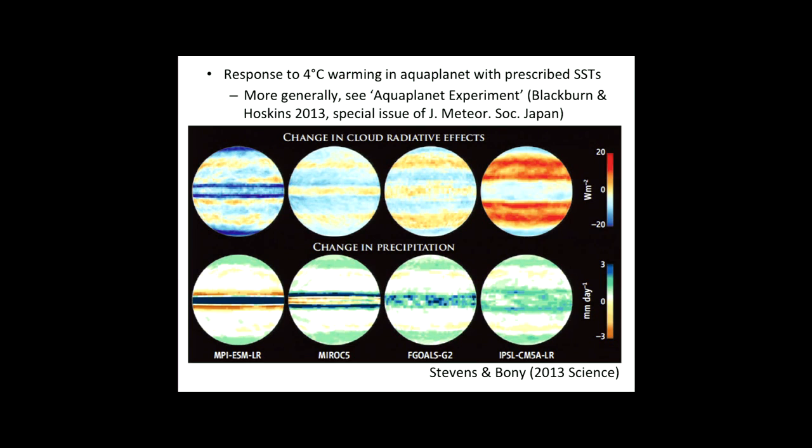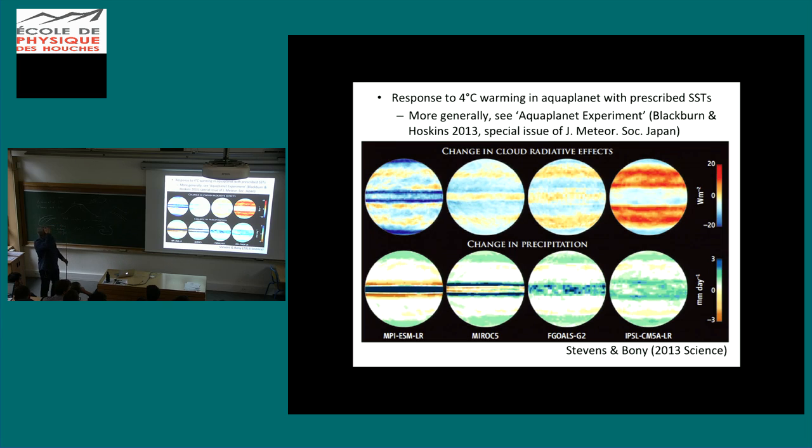Another thing, so models can differ because of dynamical cores. The other thing is, you could say, well, if we're going to have a hierarchy, maybe the models are disagreeing because of topographic blocking or something. So let's have a very simple thing. There was something called the Aqua Planet experiment that was, I guess, Hoskins' idea originally, and Mike Blackburn really led it. And there's a special issue of the JMSJ in 2013.